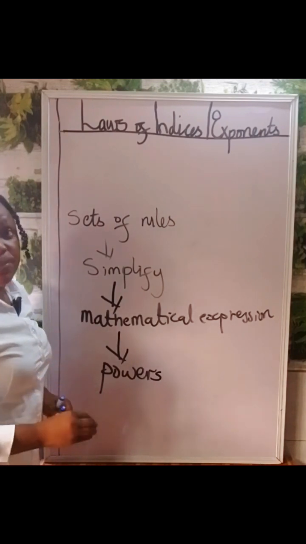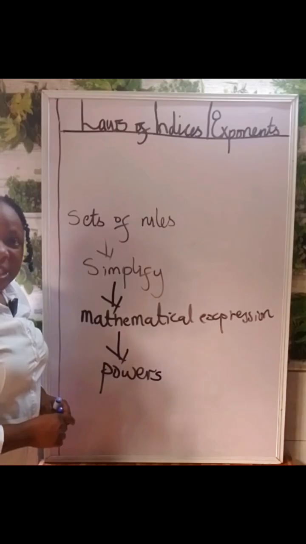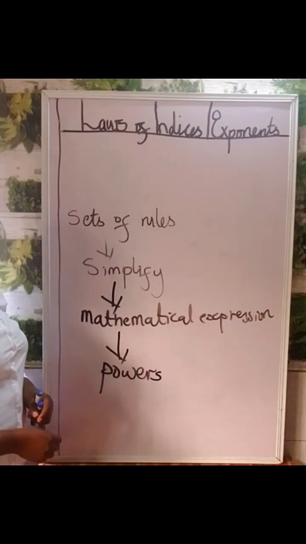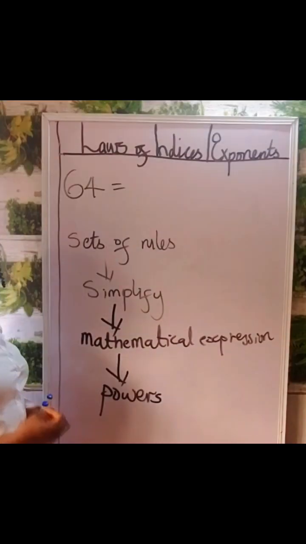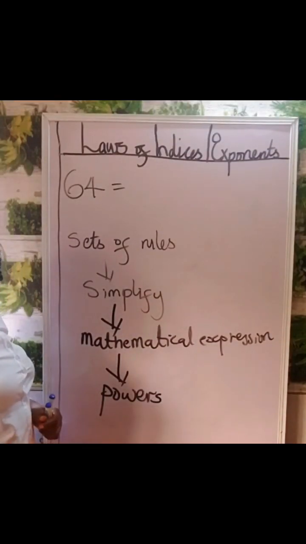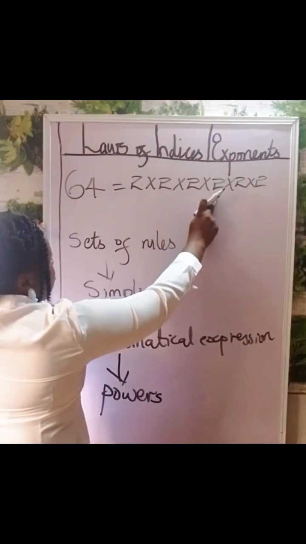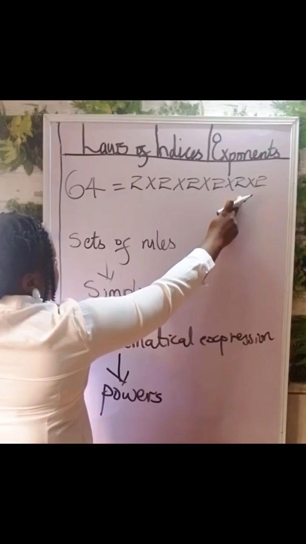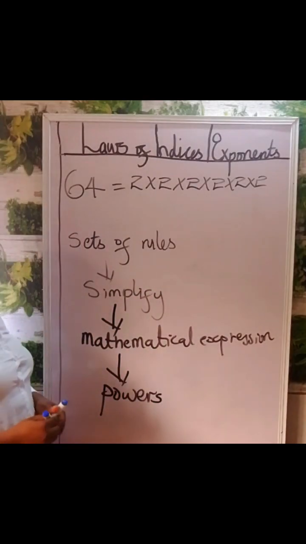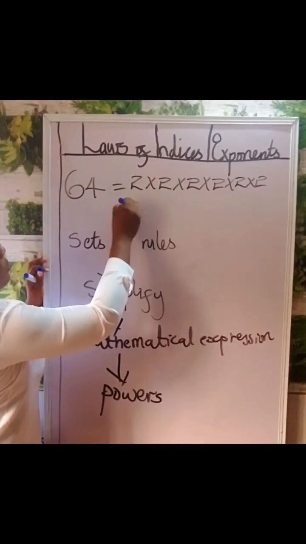But this mathematical expression is of one kind. What makes it special? It must involve powers. Example, are you seeing this number 64? I can simplify it to its lowest term. What does that mean? 2 times 2 is 4, 4 times 2 is 8, times 2 is 16, 16 times 2 is 32, 32 times 2 is 64. Have you seen that we have simplified this now?